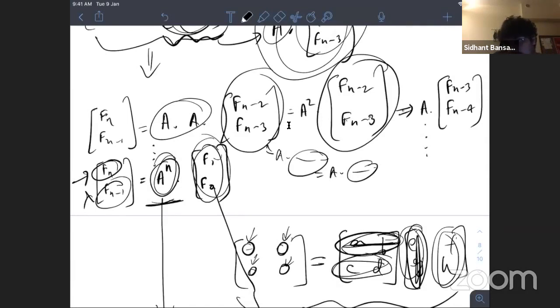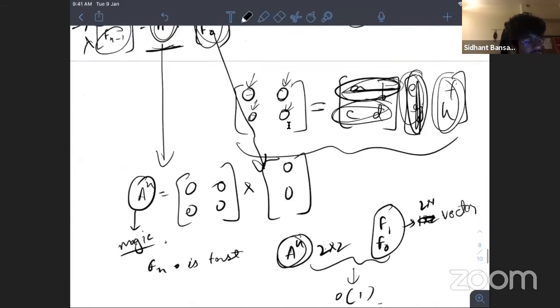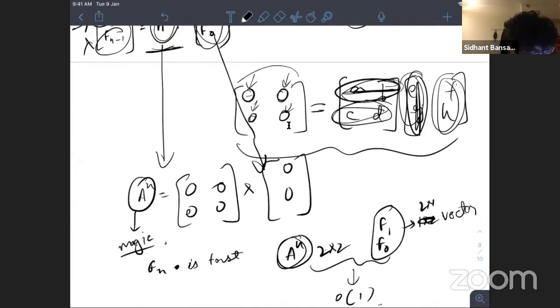So, can I use the Strassen method? Strassen is actually used when you have big matrices. The complexity of multiplying, like A square, is actually order k cube, where k is the size of the matrix.